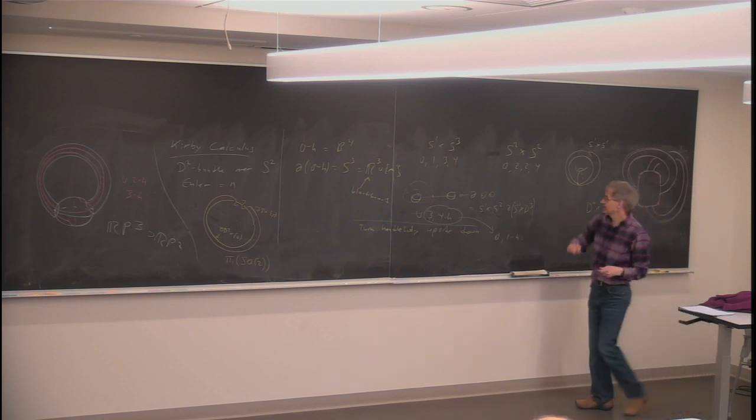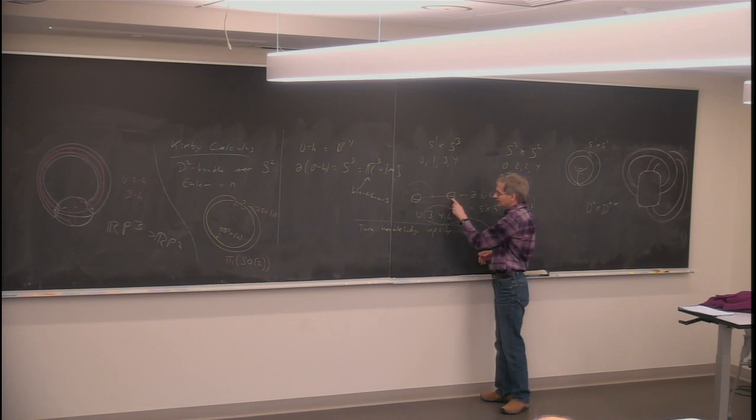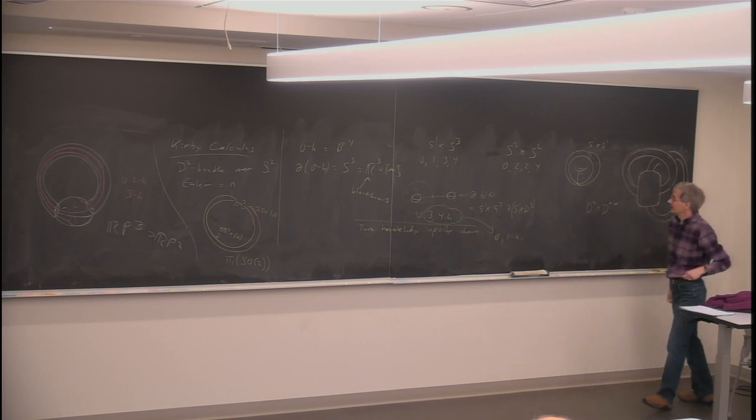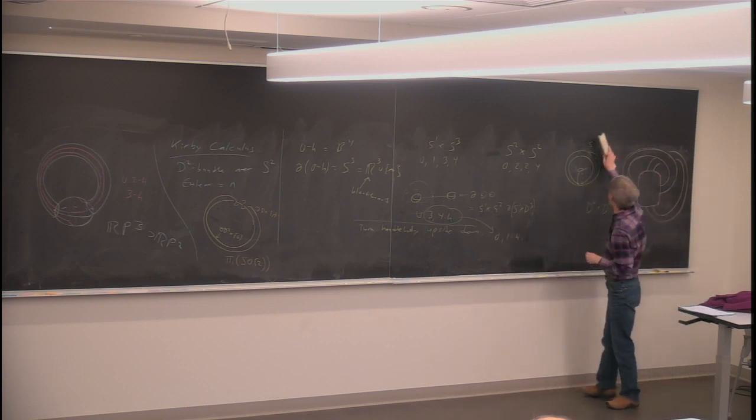So that's the picture of S1 plus S3. We have a 1 handle, and then we remember that there's also a 3 and a 4 handle that we need to close the thing off. What about S2 plus S2?